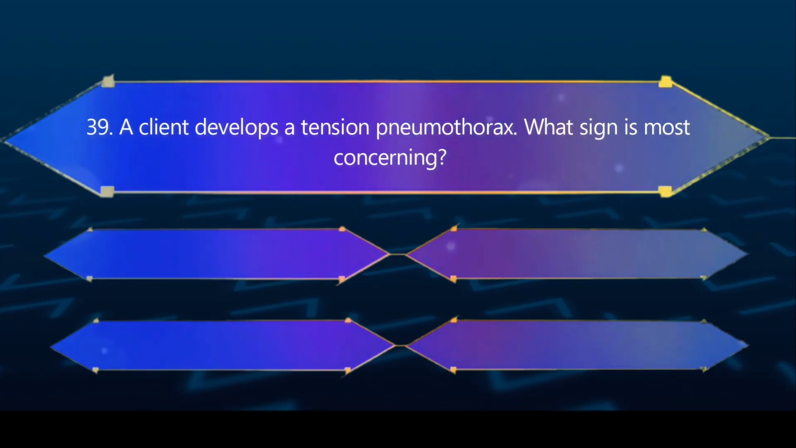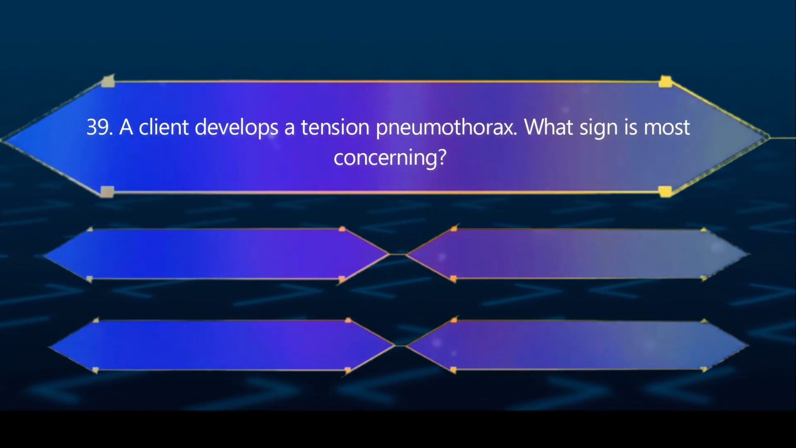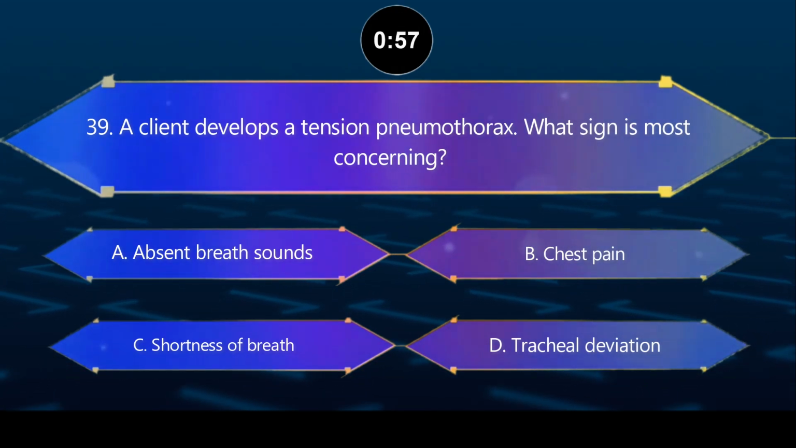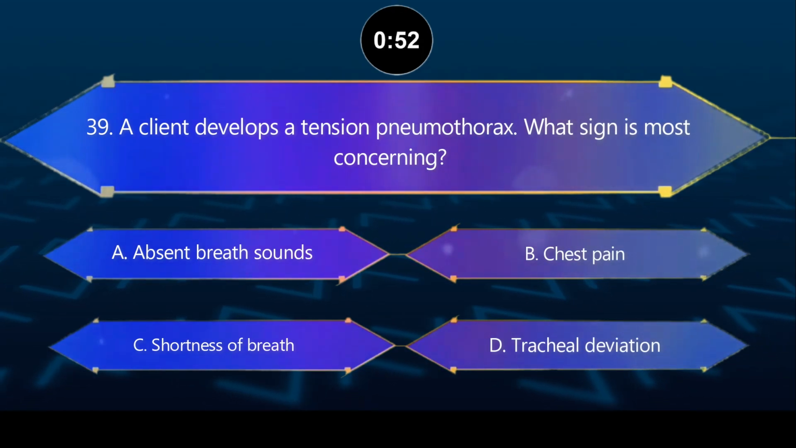39. A client develops a tension pneumothorax. What sign is most concerning? A. Absent breath sounds. B. Chest pain. C. Shortness of breath. D. Tracheal deviation.